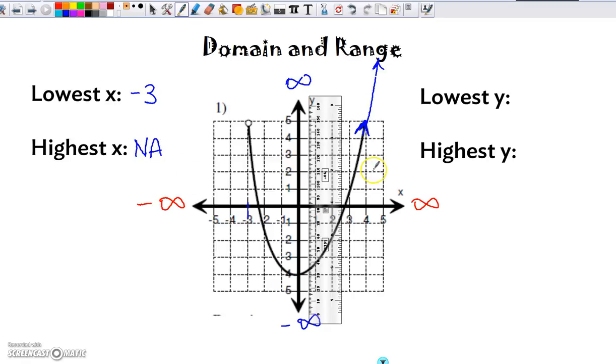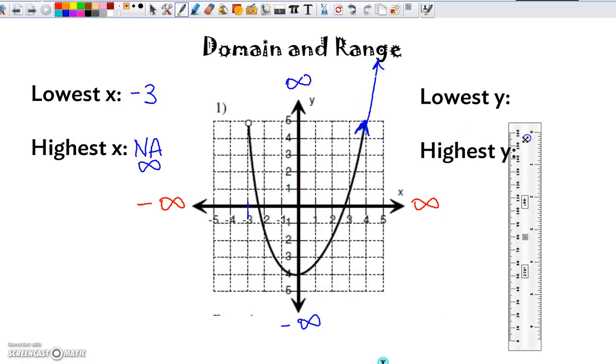But I also told you to use that idea of infinity. Since this is going to continue to grow up in the y direction, but we're concerned about the x direction, it's going to continue to go this way as well. We're going to use infinity as our highest x. Okay? So now let's look at our y values.